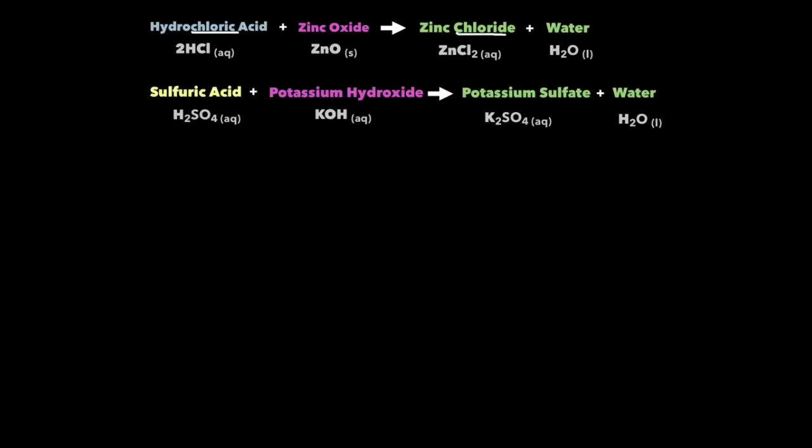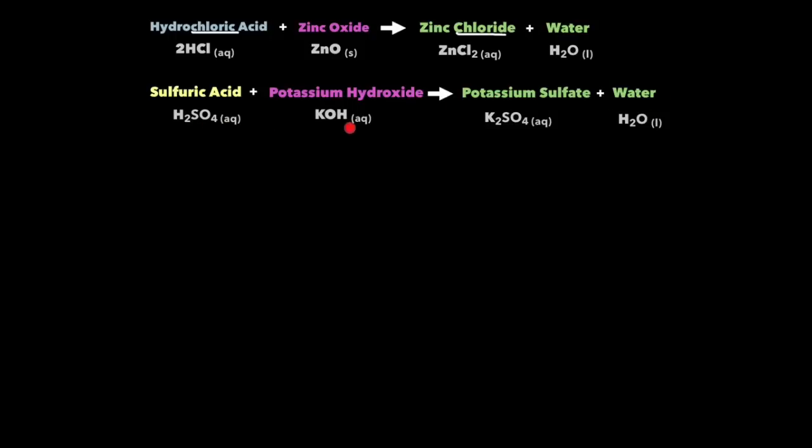So now let's try another one. Sulfuric acid plus potassium hydroxide will produce potassium sulfate and water. Once again, listen to the sound of the acid. We've got the metal, potassium, and we're reacting it with sulfuric acid, so we make a sulfate. So potassium sulfate will be the metal salt. Of course, we'll also make water.